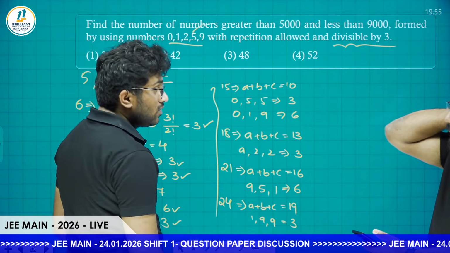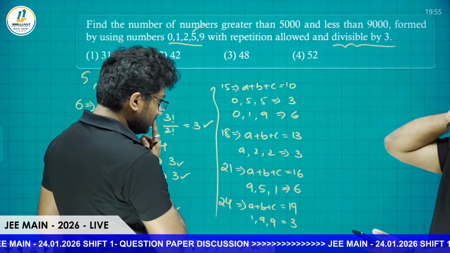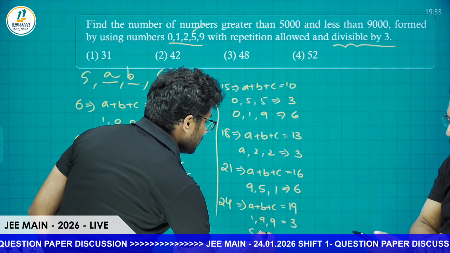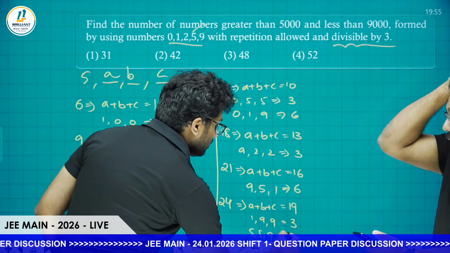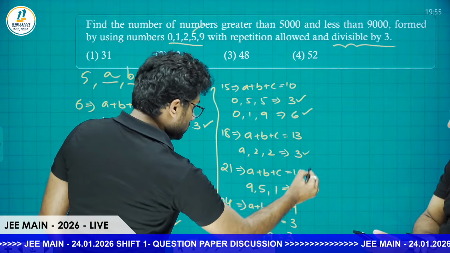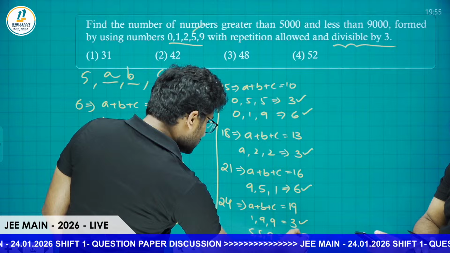Again finished. Only one is coming. 19: 5, 5, 9. Sorry, 5, 5, 9, which is again 3 cases. So that's it, sir. 1, 2, 3.